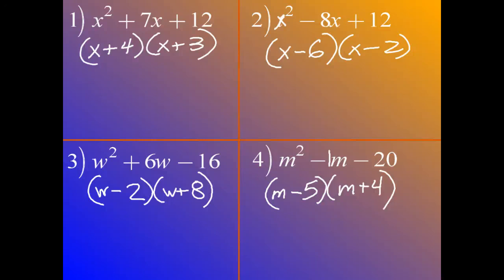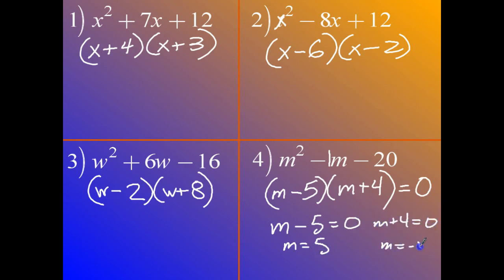So we'll do some practice in class, and then we'll start solving these. For instance, on number 4, if this whole thing is equal to 0, then each of these pieces is equal to 0. So m minus 5 is equal to 0, so m is equal to 5. And m plus 4 is equal to 0, so m has to be equal to negative 4. Those are my two solutions, 5 and negative 4.